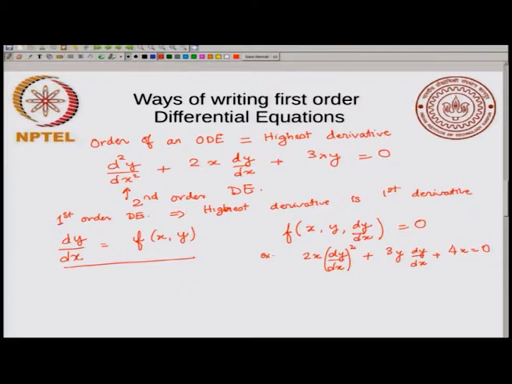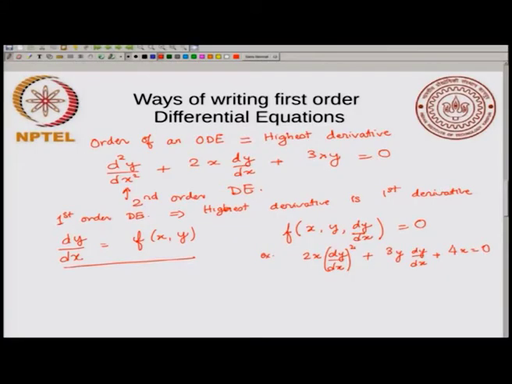A third way, which is often very useful, is to consider something like this. Imagine that you have a ratio of two functions and then you multiply it out and you write it in the form M of x, y, where M is some function of x, y, dx plus N of x, y dy equal to 0.